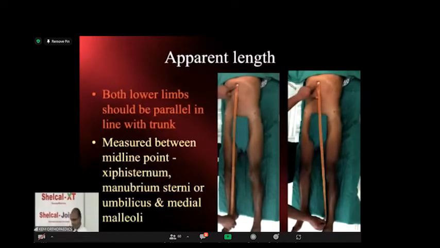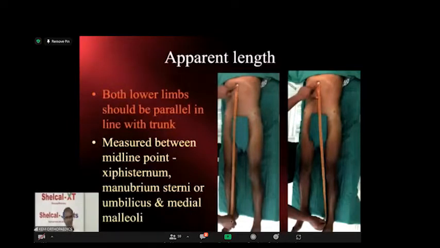Next comes the important thing about apparent length and true length, where people get confused. During apparent length measurement, both limbs have to be parallel and in line with the trunk. It is measured from a fixed point like the xiphisternum to the tip of the medial malleolus, or manubrium sterni to the medial malleolus.